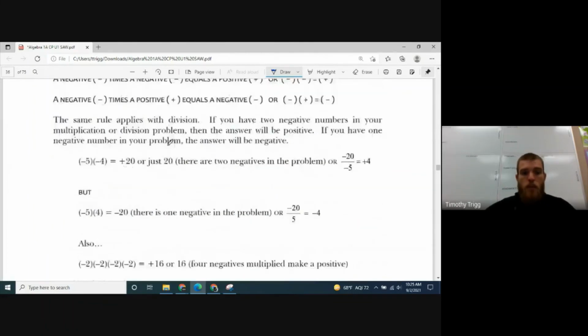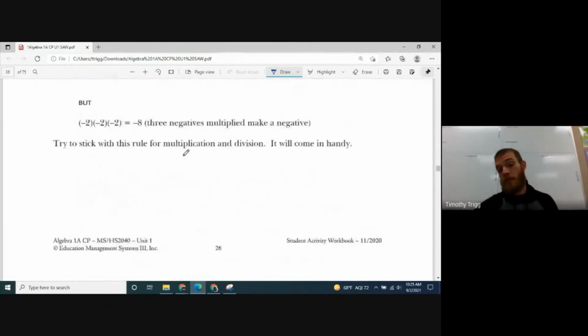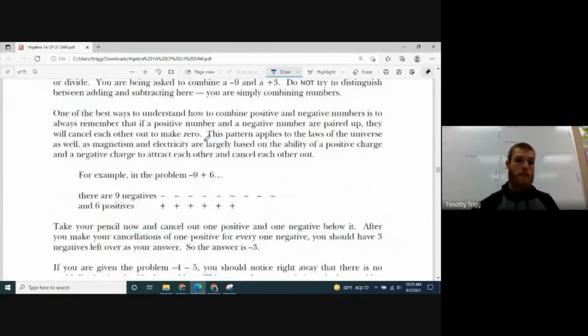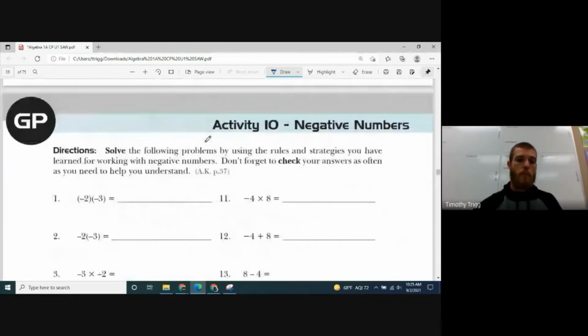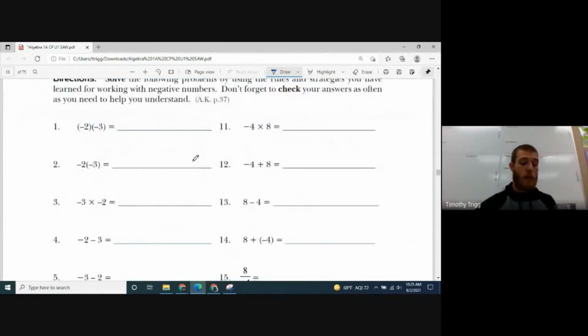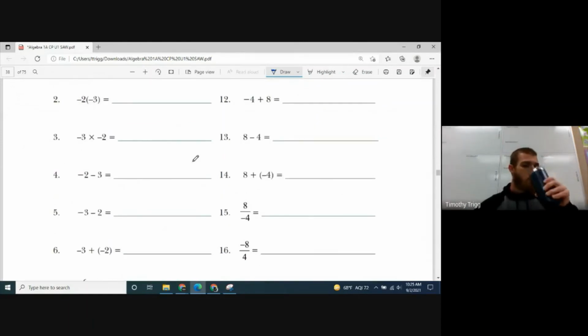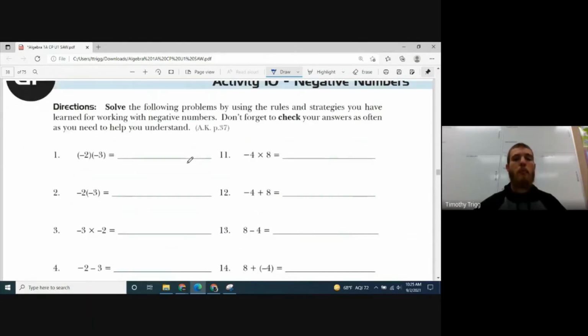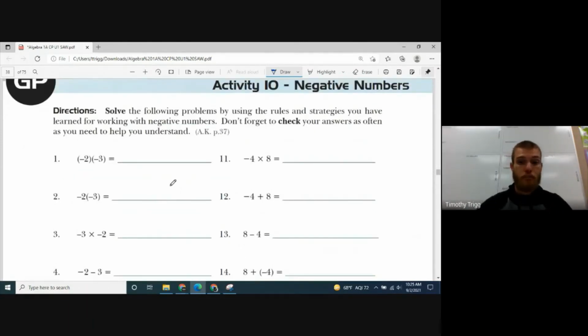Okay, so now we're going to talk about positives and negatives. So I'll kind of just show you as we go. We're going to talk about multiplying and dividing first. So when it comes to multiplying, the rules for multiplying and dividing, so I'm going to put multiplication and division rules.